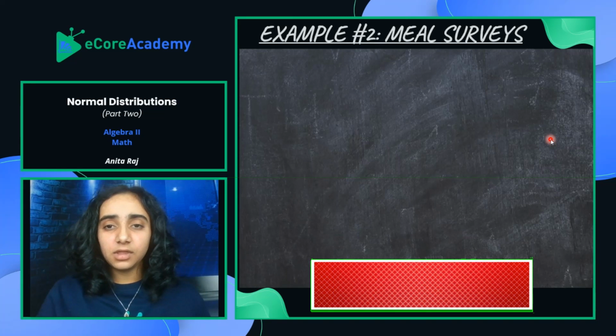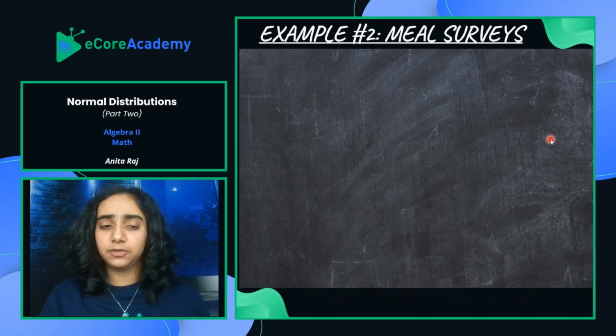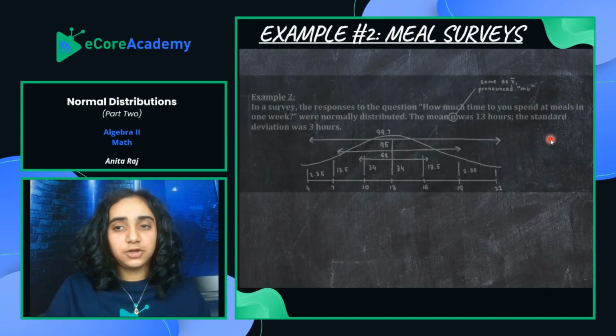Okay. So let's jump into example number 2, because we already covered example number 1 in the last video with the brown bears. In example number 2, we're going to look at some meal surveys, and I'll show you what I mean.